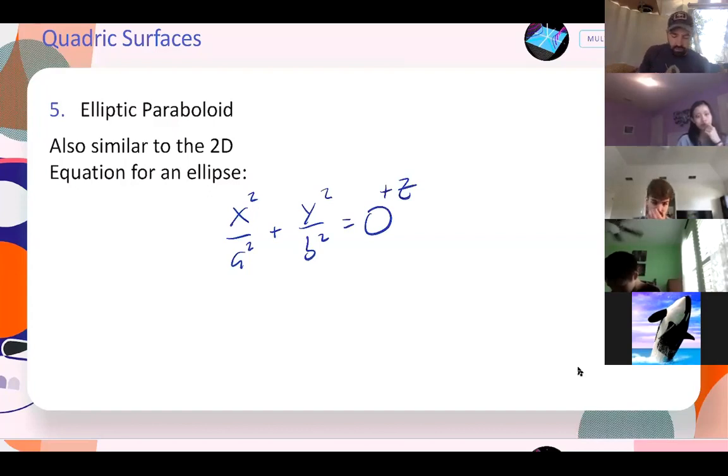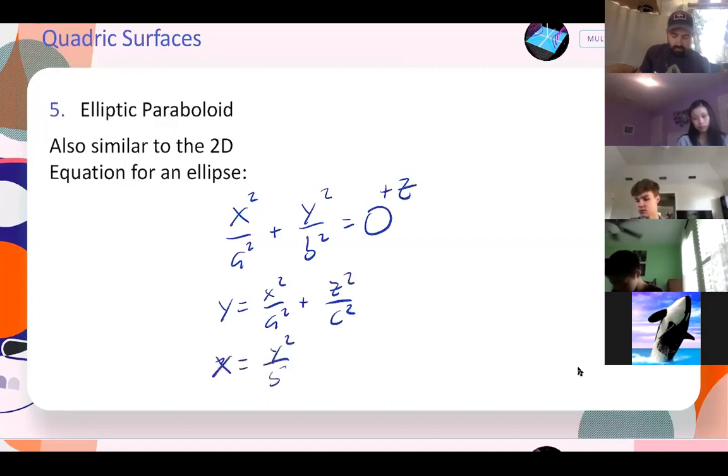And like everything we've seen so far, you could switch up which one is squared and which ones are squared and which one is not. Those would all be elliptic paraboloids. They're just going to open facing different ways. Basically, what you'll have is two positive squared things equals one that's not squared. And that'll give you your elliptic paraboloids.